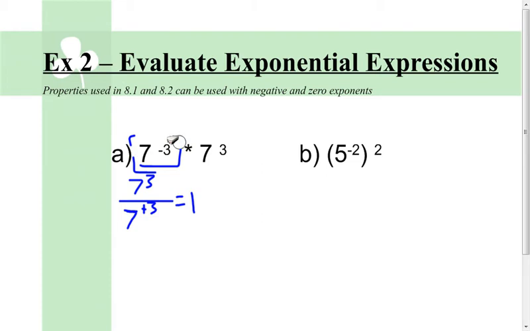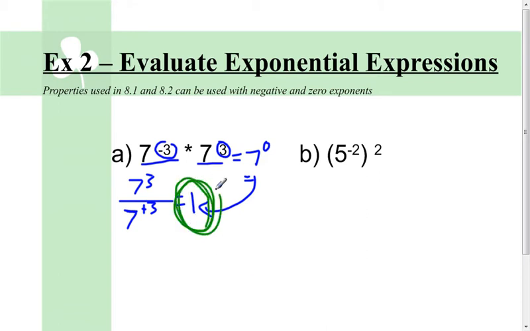The other way to think about this same problem, instead of using it as a fraction, remember our addition rules? If the two powers are being multiplied together, you add their exponents. What's 3 plus negative 3? It's 0. So we get 7 to the power of 0, which equals 1. So either way, 1 is our final answer.